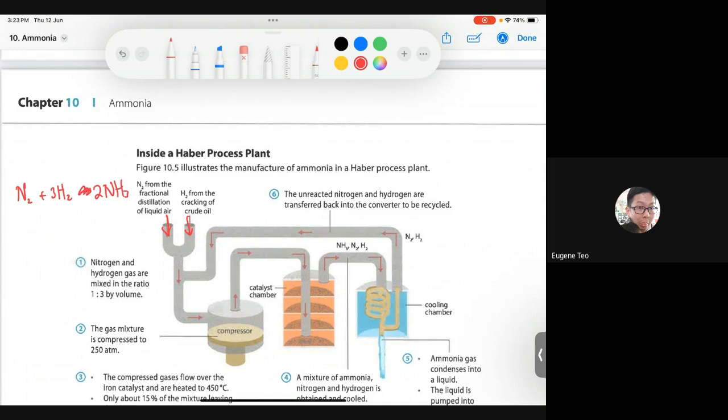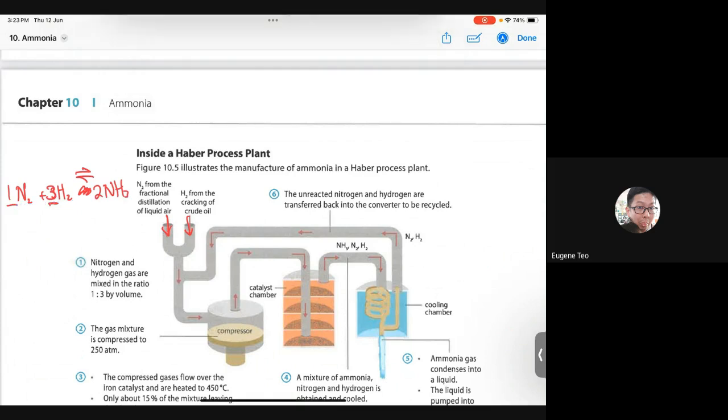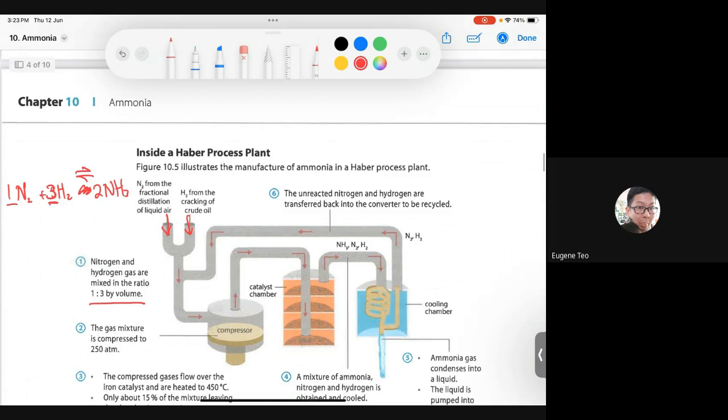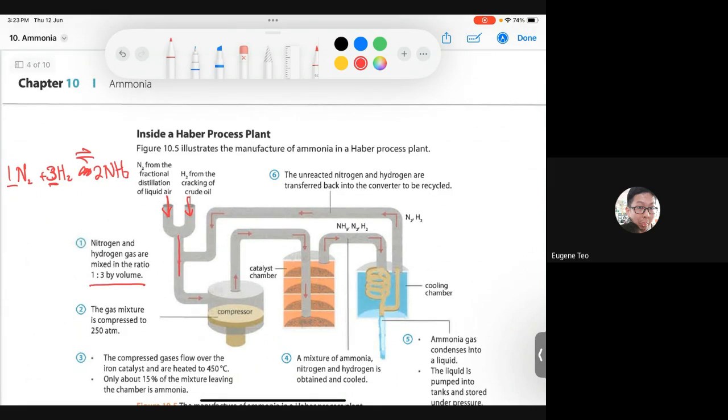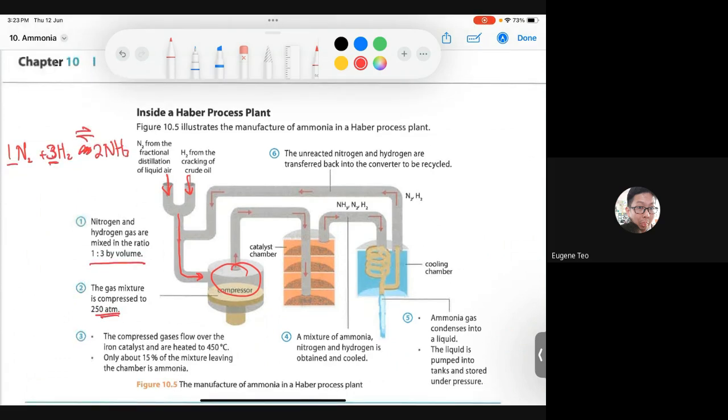Okay, let me be more precise. I should use a reversible arrow here. So you can see it's a 1:3 reaction ratio. That's why the nitrogen and hydrogen are mixed in a ratio of 1:3 by volume. Okay, next, once the gas is pumped in, it will go here and it will get compressed to 250 atm. So like you see here, this is where I'm trying to make the condition happen. So I compress the gas such that they become at 250 atm. Atm is atmospheric pressure. So it's 250 times of current atmospheric pressure.